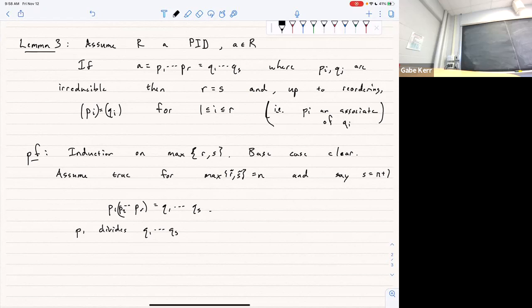P1 is irreducible. In a PID, P1 is prime. What does it mean to be prime? It says if P1 divides a product of two things, it divides one of them. That's for two things, but you can use a recursion. P1 divides this, which is equal to Q1, Q2 through QS. Since P1 is prime, it divides Q1 or it divides the rest. If it doesn't divide Q1, it divides the rest, then use recursion. P1 divides Q2 times Q3 and so on, so it divides Q2 or the remaining ones. Keep on going, and at some point it's going to divide one of these.